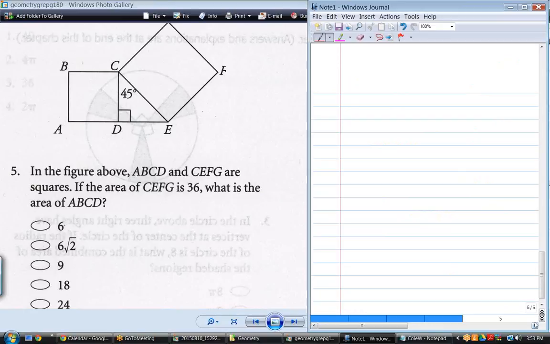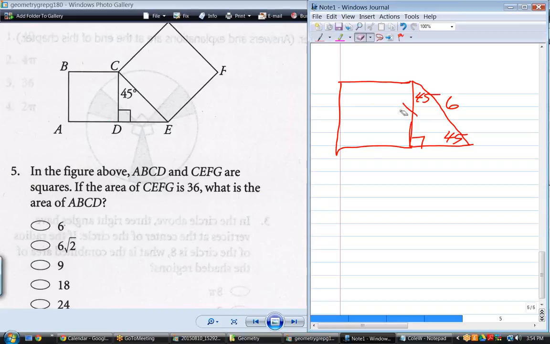So now we have an isosceles triangle that has a length of 6 on the hypotenuse. If we can solve for the sides of that 45-45 right triangle, then we'll be in good shape. Because if we can figure out that side right there, x, then figuring out the area of this square is easy. It's just squaring x. Well, let's examine this triangle.